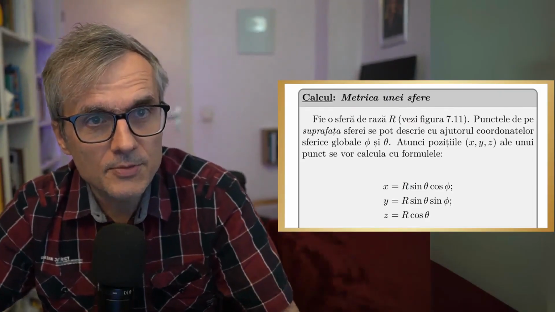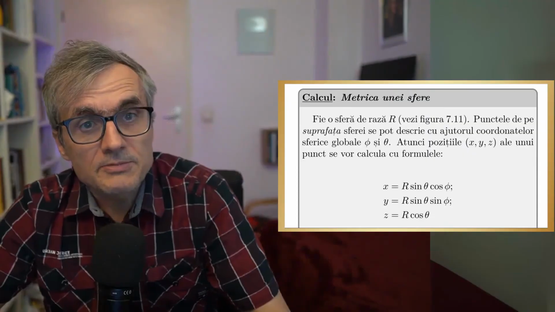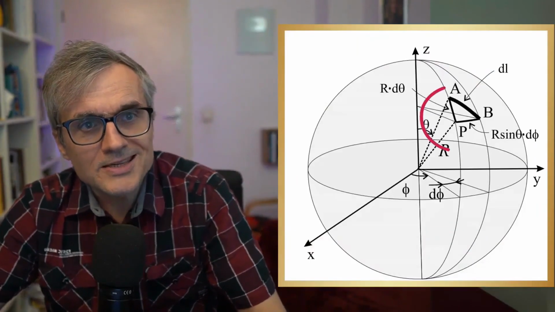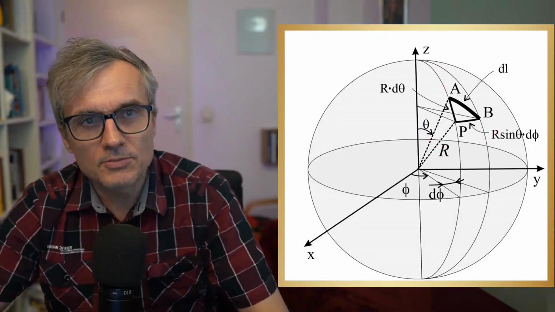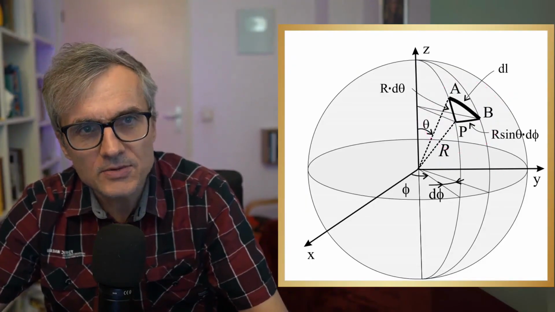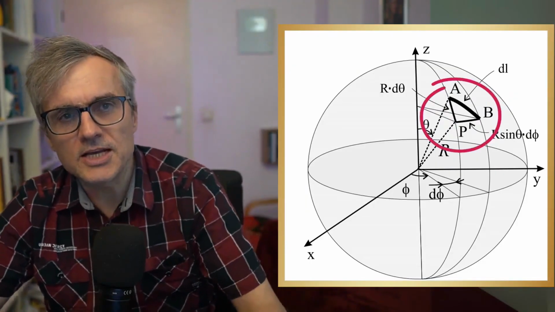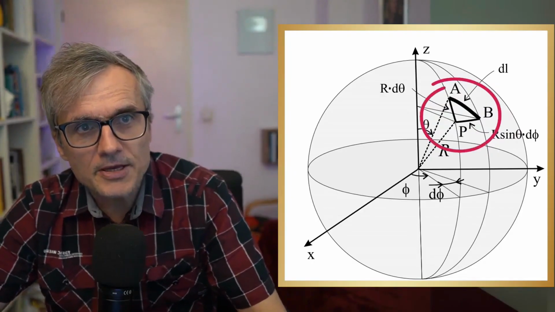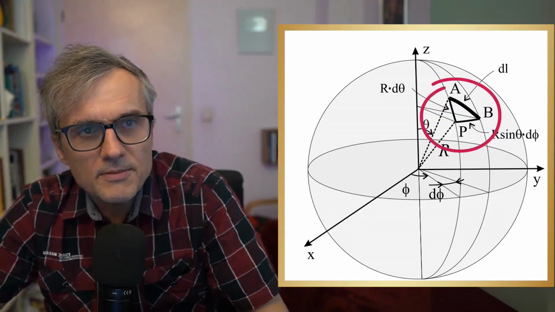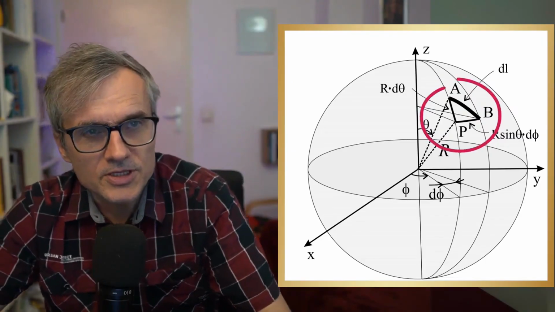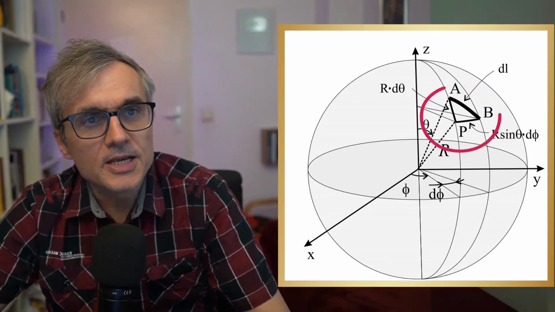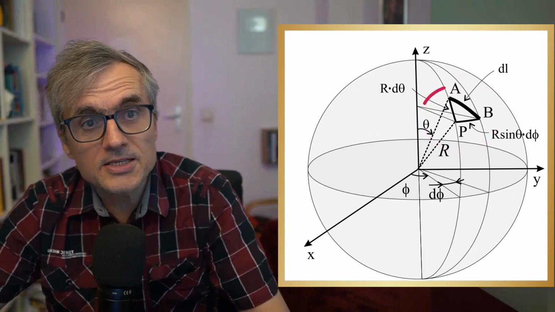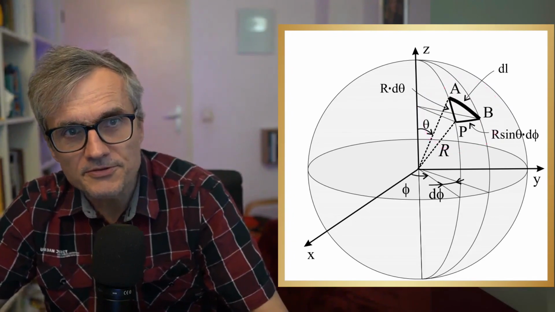However, let's look at the figure. And we actually see that we have a small right triangle there, because triangle ABP is a right triangle when it is very small. And the legs of this triangle AP and PB can be determined. AP is, for example, r multiplied by d theta, and PB is r sin theta multiplied by d phi.